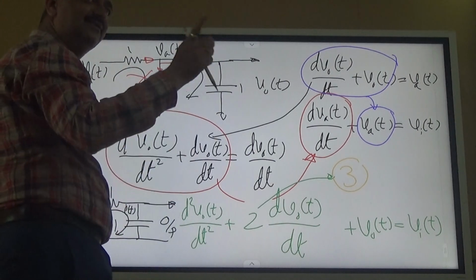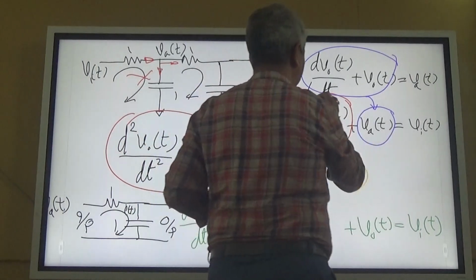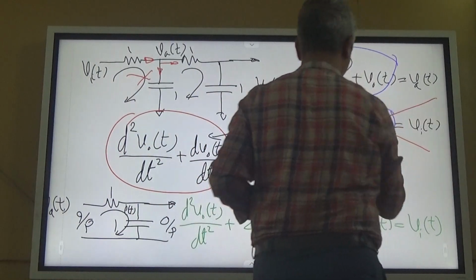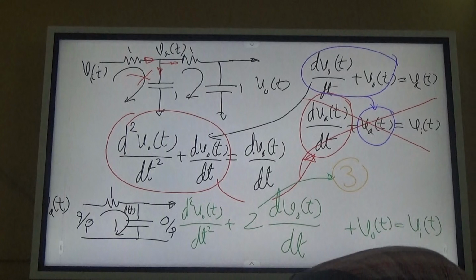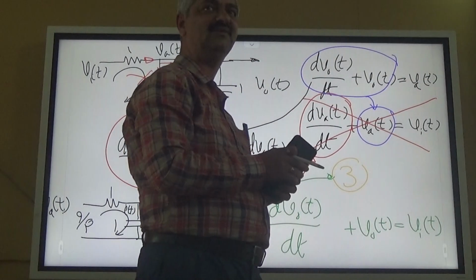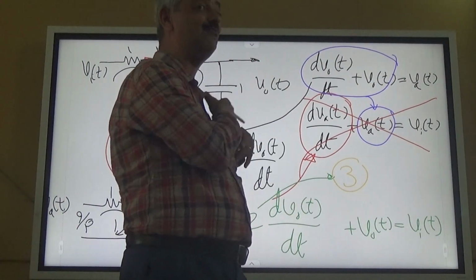So this is wrong. This equation is wrong. As this equation is wrong, the entire answer is wrong. So last time, what did we derive?